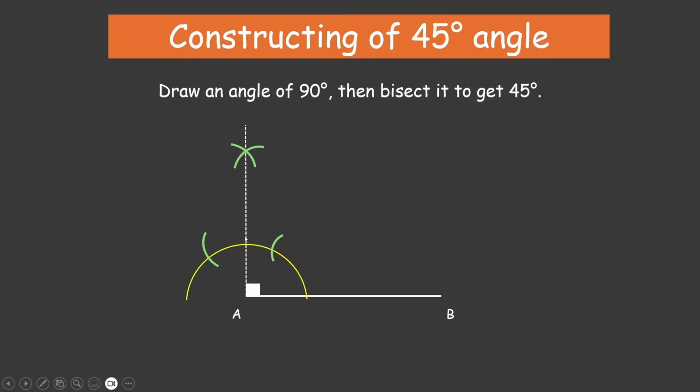So we know that in order to bisect, we need to have two arcs on the two arms, which we already do. Let's call these two points X and Y. Now we just need to make two arcs from X and Y of the same radius. So we'll keep the compass at X, make one arc. We'll keep the compass at Y, make another arc with the same radius and join these two. So AZ is the bisector of BAY. And thus we get an angle of 45 degrees. BAZ is 45 degrees and ZAY is also 45 degrees.